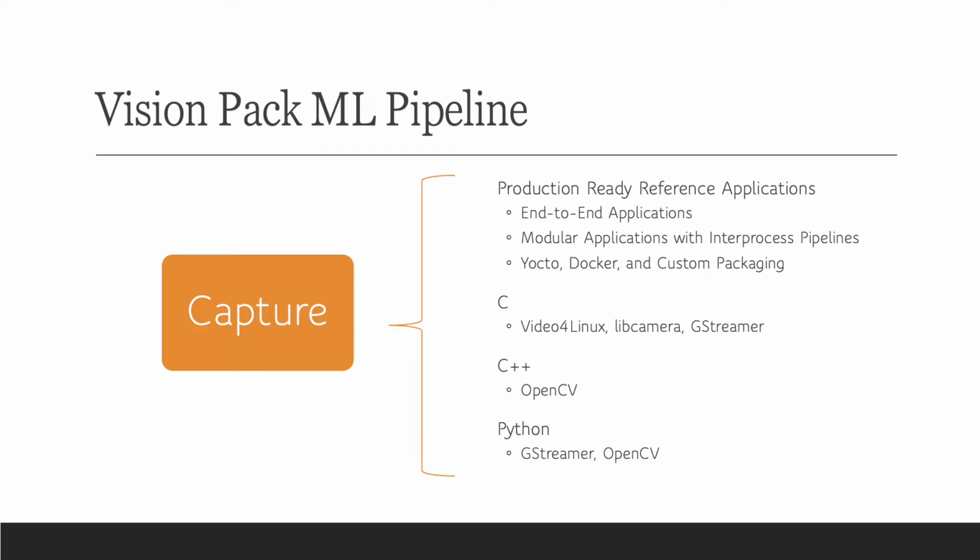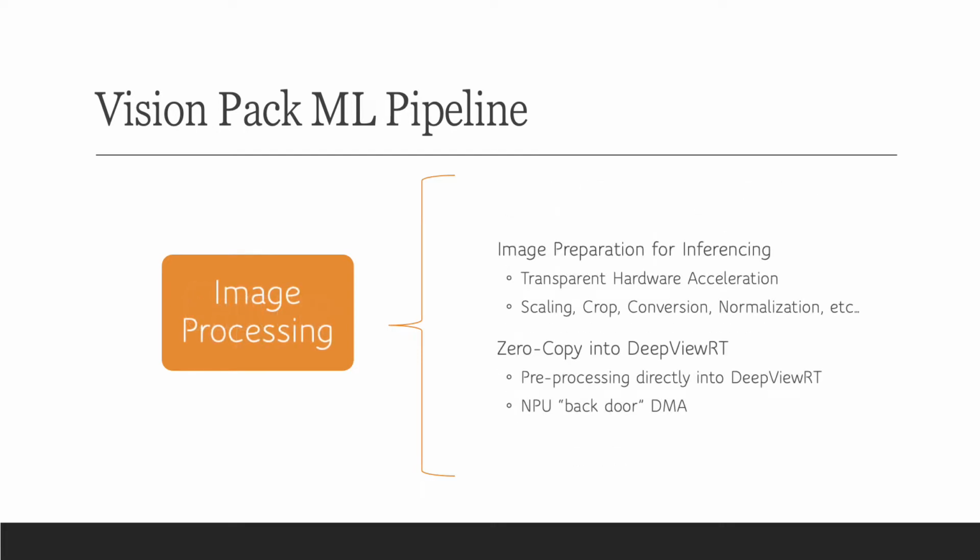Camera interfacing can be done with Video for Linux, libcamera, GStreamer, or higher level APIs such as OpenCV, or using Python for GStreamer and again OpenCV. The image processing is a part where there's special optimizations. They provide zero copy into DeepView RT, leveraging NPU backdoors for DMA to really minimize this input processing time, as well as convenience functions for various scaling, crop, conversion, and normalization.